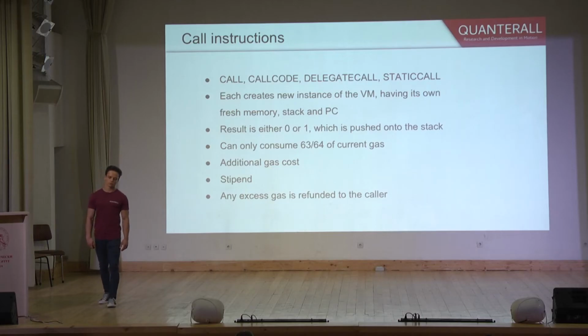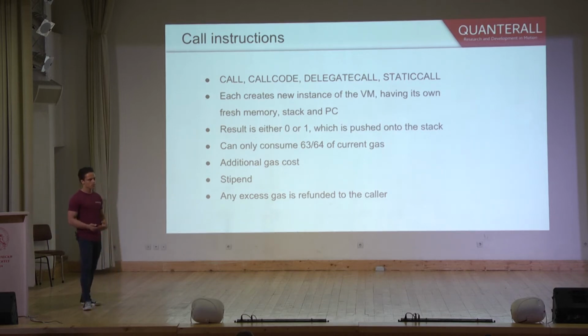So the result from a call instruction is either 0 or 1, depending on whether the execution has been successful or not, whether there has been a runtime exception thrown or not. And this result is, of course, pushed onto the stack.